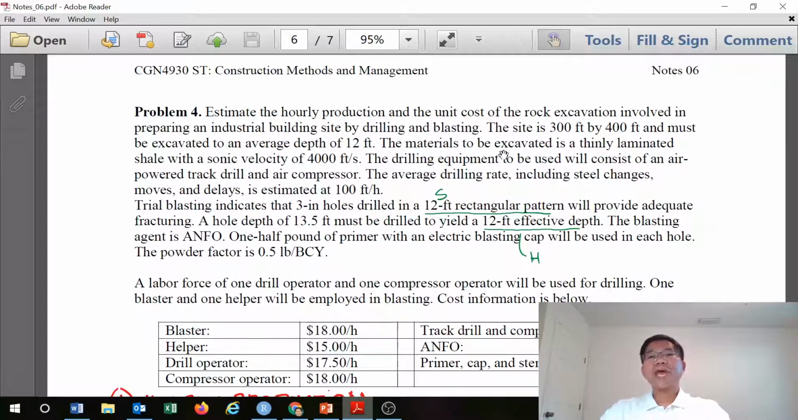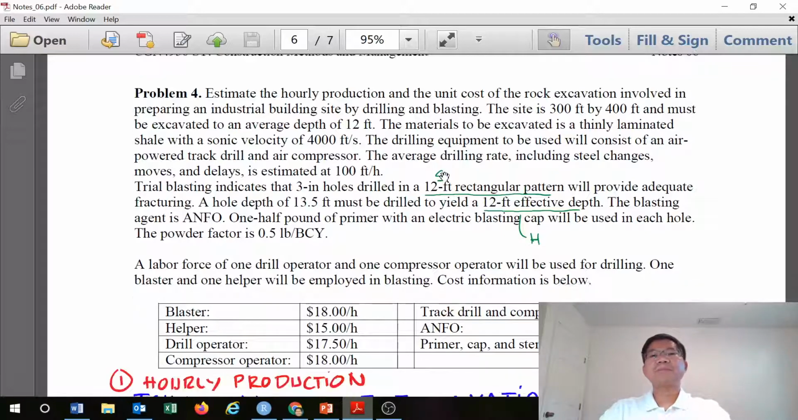The material to be excavated is thinly laminated shale. So think about shale, what type of material? Igneous rock, sedimentary rock, or metamorphic rock? You recall that. And the sonic velocity is 4,000 feet per second, something we did in problem 1.